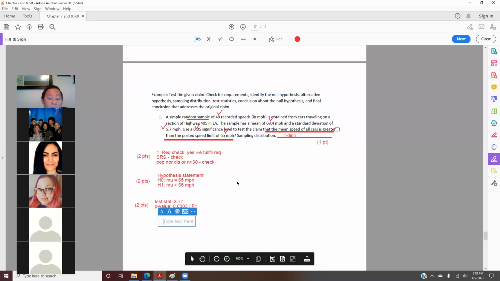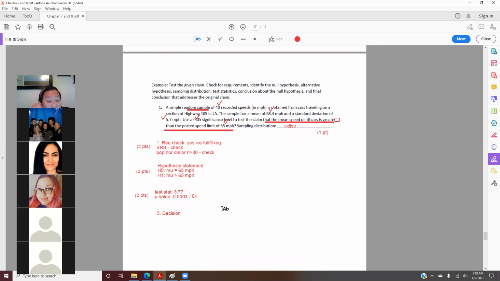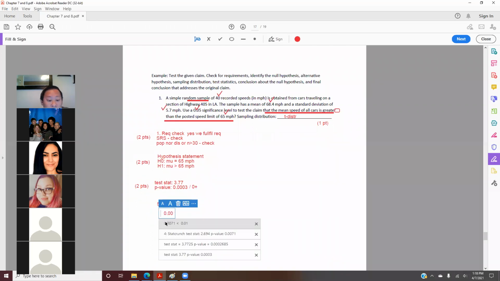Next thing to figure out is your decision. Step 5 is the decision. The decision is based on the p-value and alpha. This p-value is 0.0003. What is your alpha in this case?